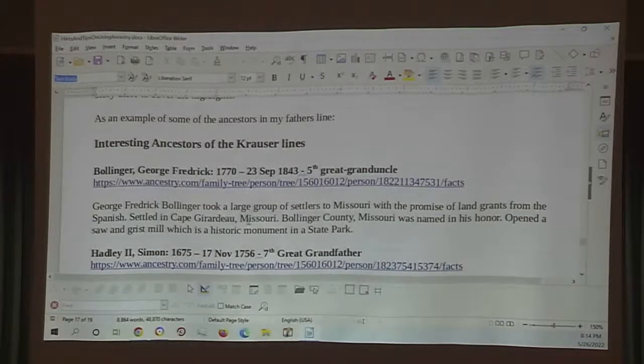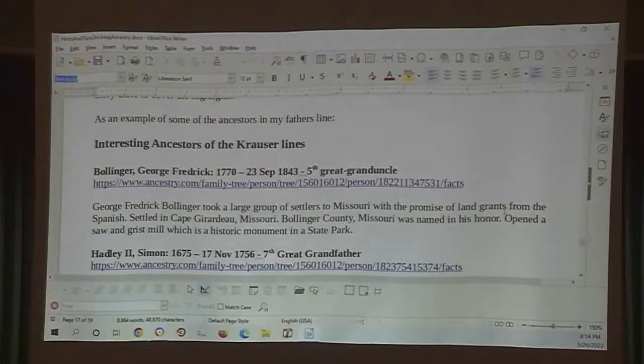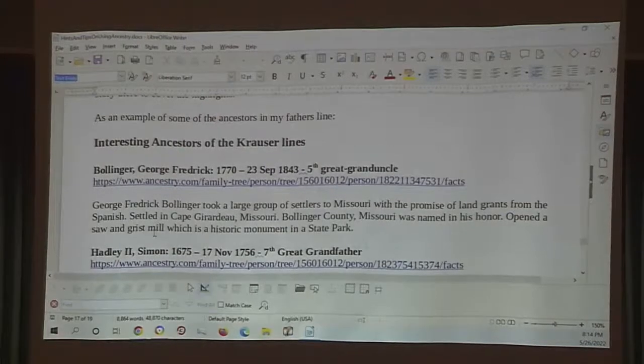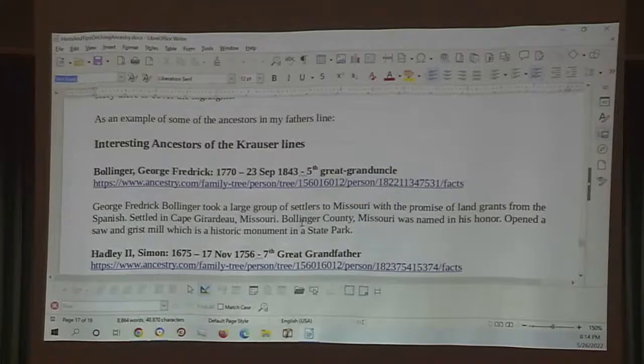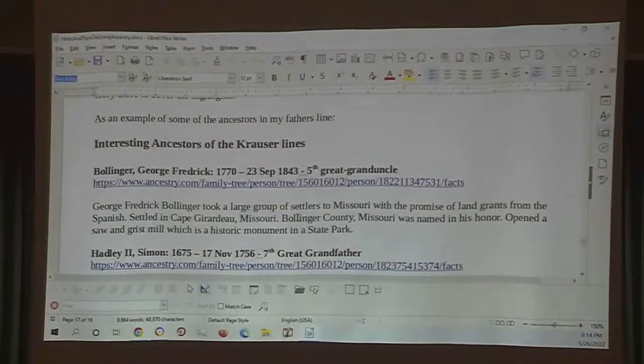He settled in Cape Girardeau, Missouri, Bollinger County. Missouri is named in his honor. He opened a sawmill and grist mill, which is a historic monument in the state park. So that's an interesting fact.